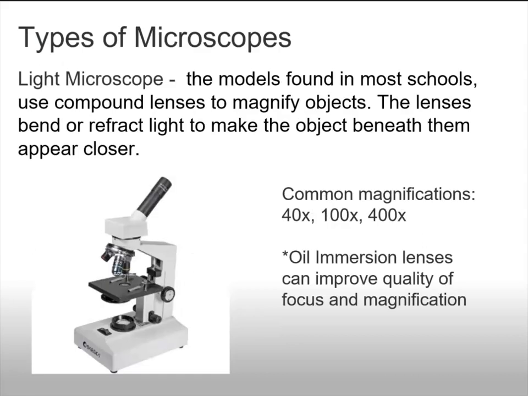This is the one that's most commonly found in schools. What it does is it uses a light source and it magnifies the image, whatever is on the slide, through lenses. So it uses lenses to magnify an image. Some of the common magnifications would be 40 times, 100 times, and 400 times. So what that means is the object appears to be 40 times bigger than what it actually is, or it appears to be 100 times bigger.